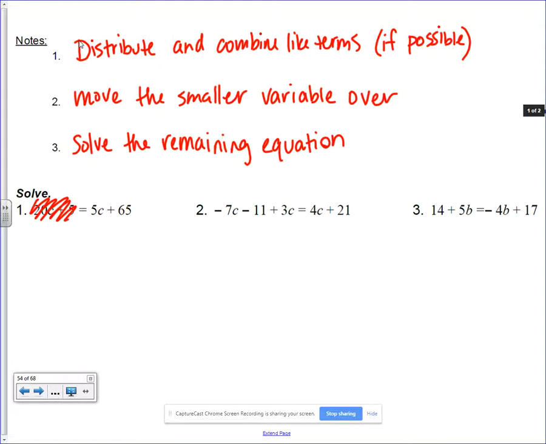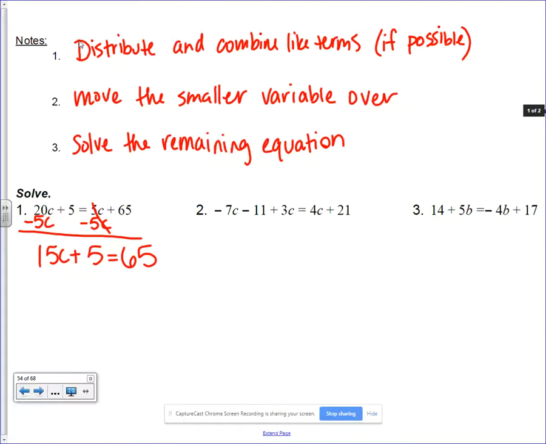Everybody good? Step number 2, move the smaller variable over. Which one is smaller? 20C or 5C? 5C is smaller, so that's the one I'm going to move. Okay? Is it positive or is it negative? Since it's positive, in order to move it over, I have to subtract it. And please notice I am only putting C's underneath C's. Does everybody see that? Yes? C. All right, what's my new equation?